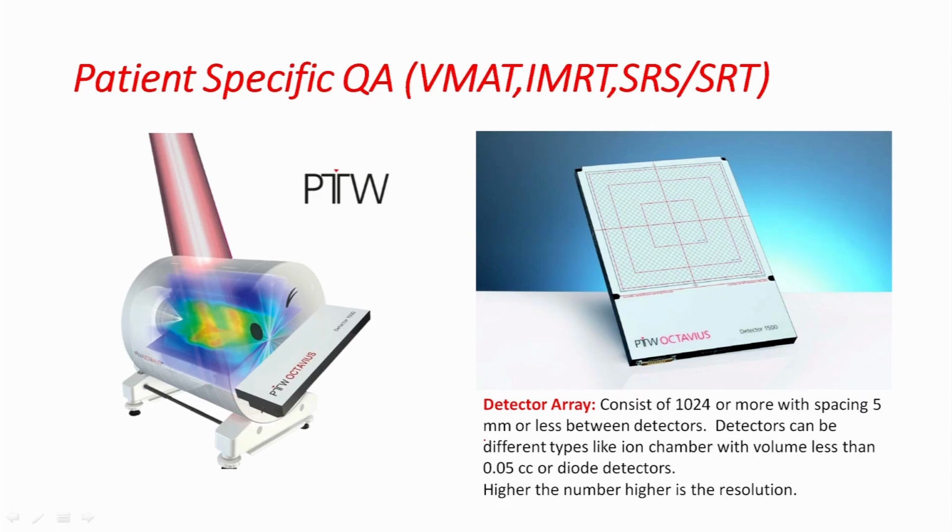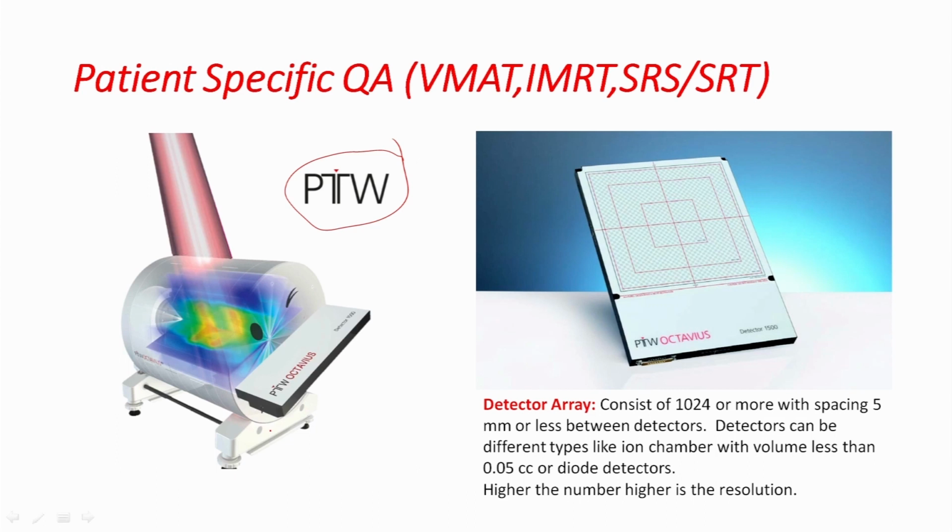What happens in this test and what kind of QA devices are used? In this, there is again a specialized device, a QA device from the manufacturer PTW. There are some other manufacturers also, like IBA and Sun Nuclear, but for example we have considered here the device named Octavius 4D.